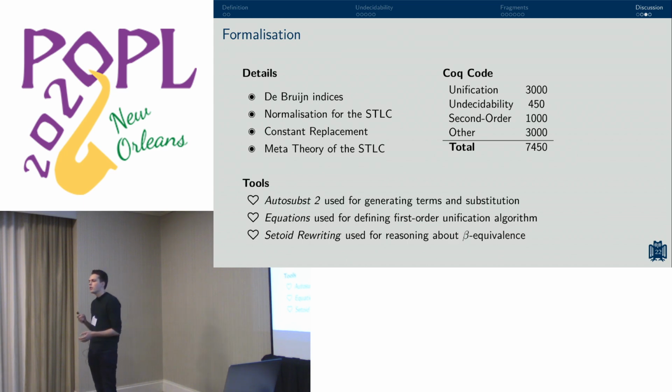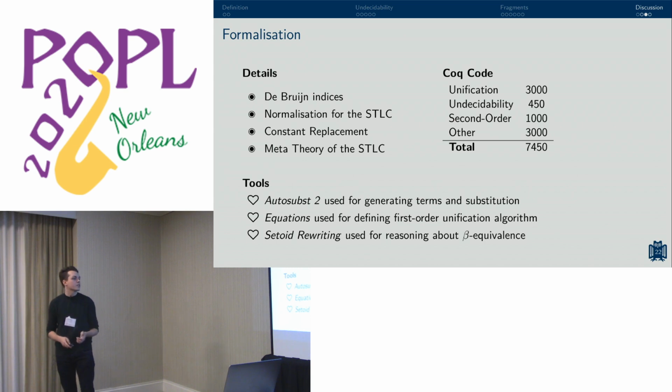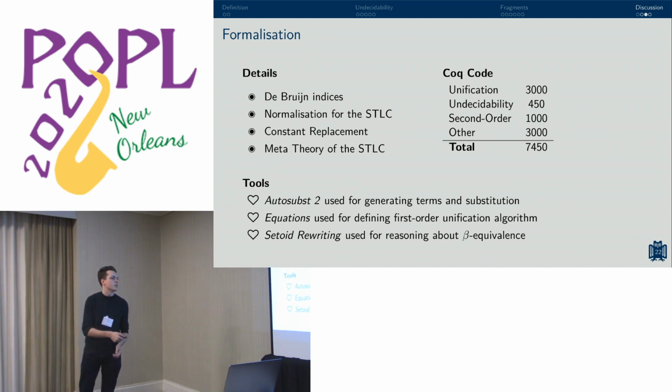And I will also want to give a shout out to the tools we use. So there's AutoSubst, which we use to generate our substitution operations. That was really nice. We used the Equations package to define this first order unification algorithm because it's not structurally recursive. And we use setoid rewriting all over the place because we usually reason quite a lot about beta equivalence.